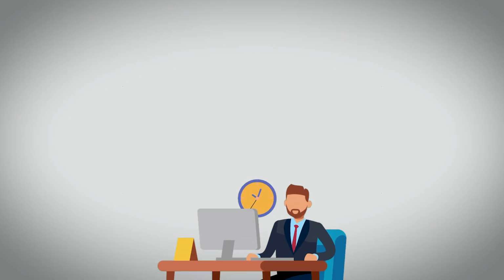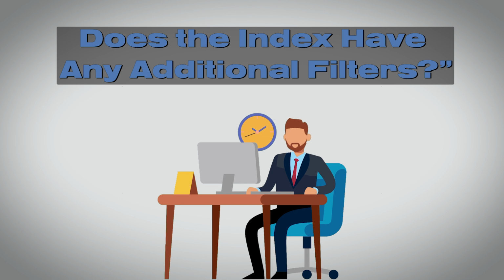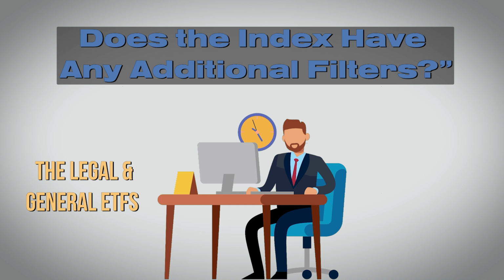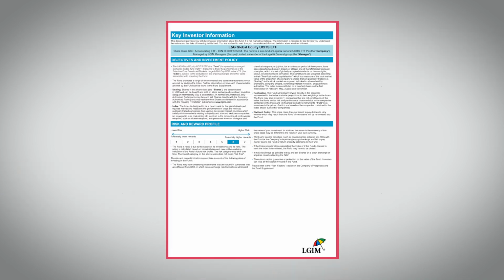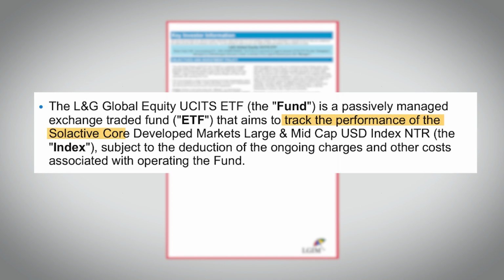The last thing to consider when checking indexes is whether they have any additional filters. Some indexes may not be a simple market cap weighted index, but actually tag on some additional filters that are not obvious from the name of the ETF that tracks it. The best example of this for me is the Legal and General ETFs that I frequently see people talk about. The Legal and General Global Equity ETF, with the ticker LGGG, tracks the Solactive Core Developed Markets Large and Mid Cap USD Index NTR, net total return.